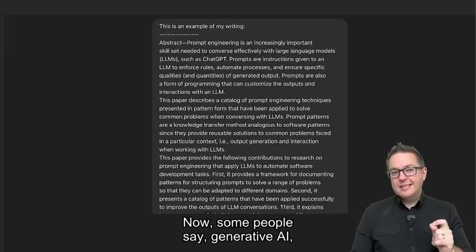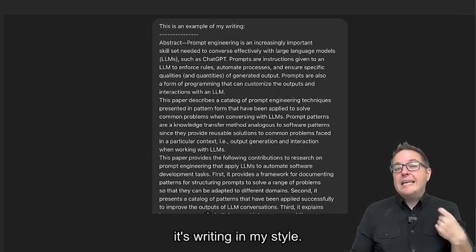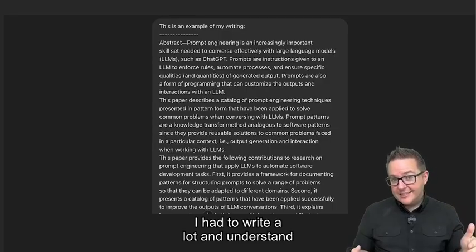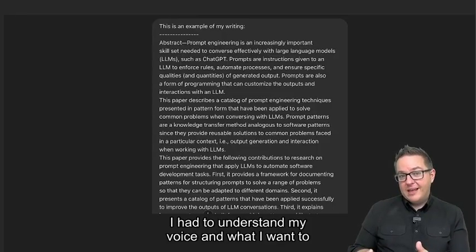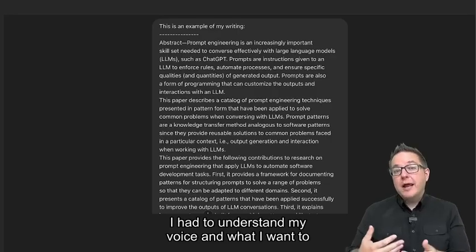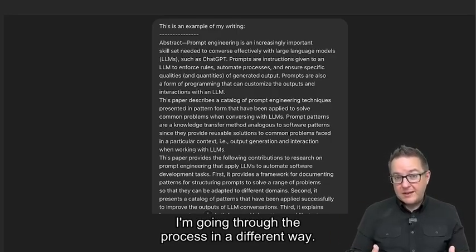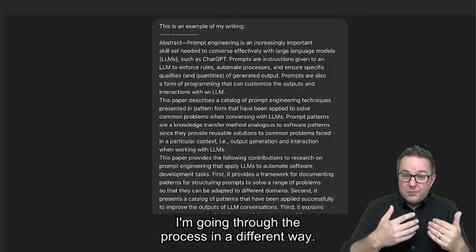Now, some people say, like, generative AI, you don't want it to write for you. Well, it's not writing for me, it's writing in my style. I have taken control of it. I had to write a lot and understand my own writing in order to build this prompt. I had to understand my voice and what I want to be said and the ideas to craft this prompt. I'm just going through the process in a different way.